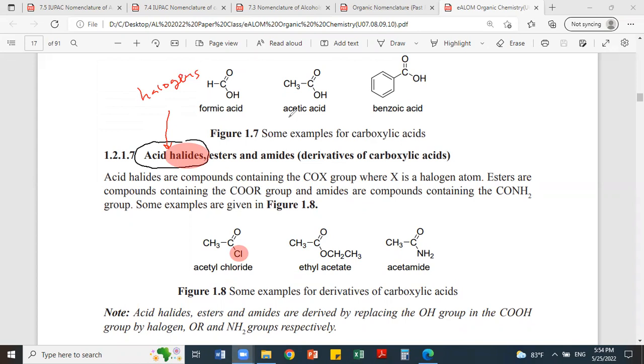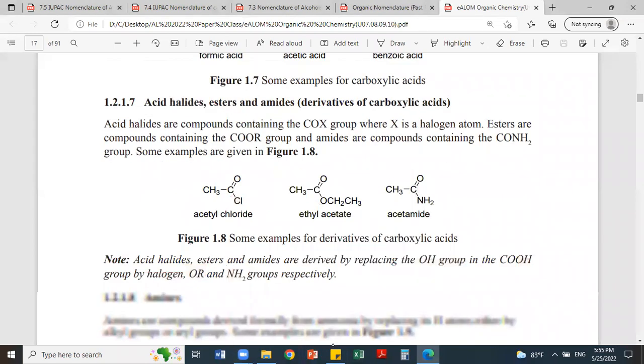So how are they derived? By replacing the OH group of the COOH. By a halogen for the acid halide, by OR for the ester, and by NH2 to make the amide. I'll go over the summary of this. You can copy this down in your writing book if you want.